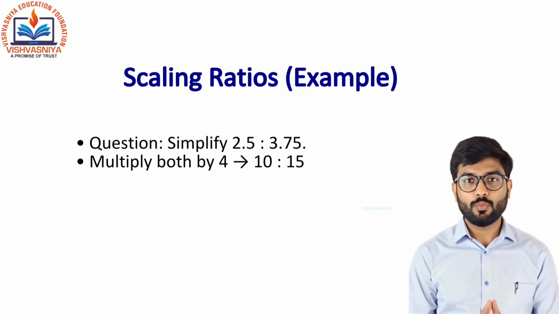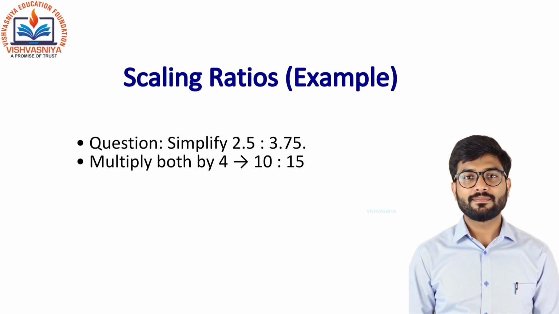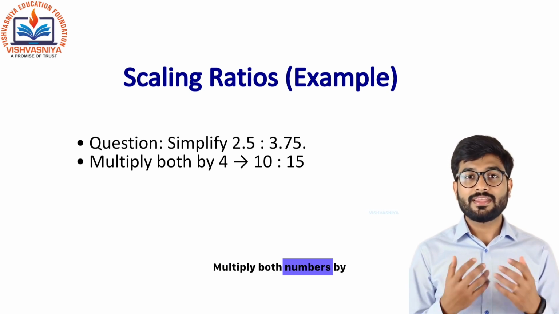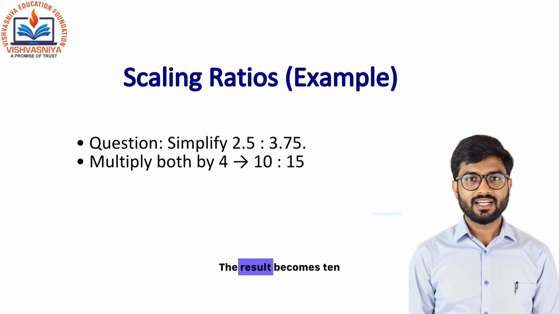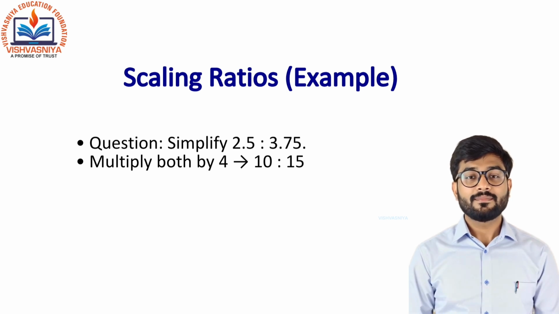Scale the ratio 2.5:3.75 to remove decimals. Multiply both numbers by 4. The result becomes 10:15. This is an equivalent ratio without decimals.